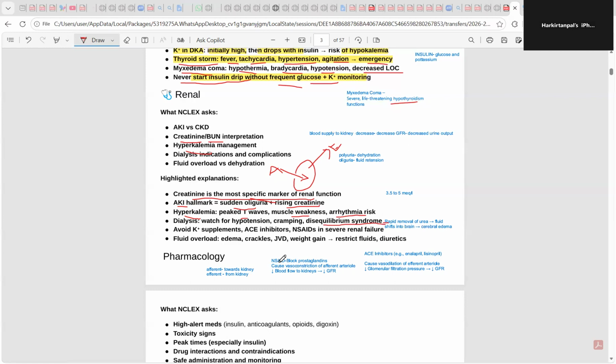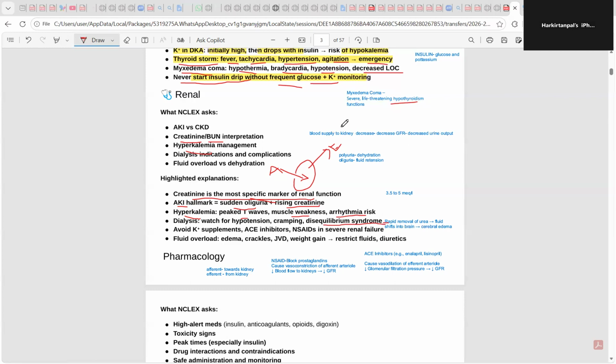In the case of non-steroidal anti-inflammatory drugs, the afferent arteriole gets vasoconstricted, which can lead to decreased glomerular filtration rate. But while administering an ACE inhibitor, the efferent arteriole gets vasodilated, which can lead to decreased glomerular filtration. Both will cause decreased urine output. Understood the difference?